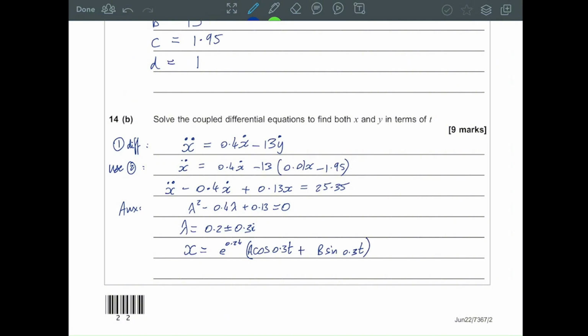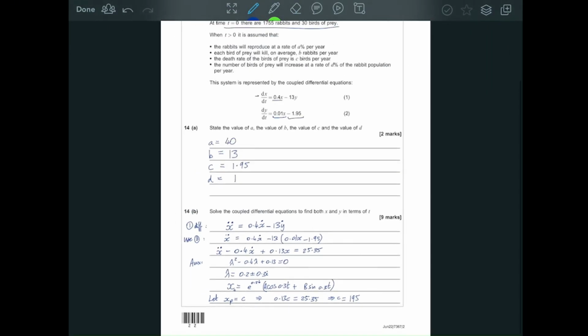And that's my complementary solution. I'm also going to need to find my particular solution. So I'm going to let xp just be a constant, which means 0.13c equals 25.35, which means c is, let's hope that is a nice multiple, 25.35 divided by 0.13 is 195. I probably could have predicted that because that's where it came from.